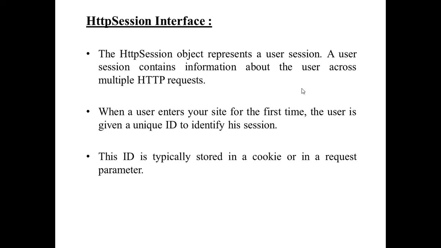The HttpSession object represents a user session, and a user session contains information about the user across multiple HTTP requests. When a user enters your site for the first time, the user is given a unique ID to identify this session. It means every user has a unique ID to identify his session. Once a user enters the site for the first time, that particular user is given a unique ID to identify his own session. And this ID is typically stored in a cookie or a request parameter.